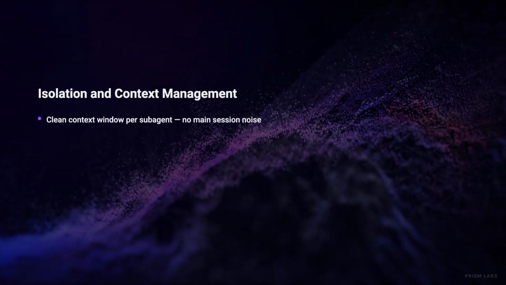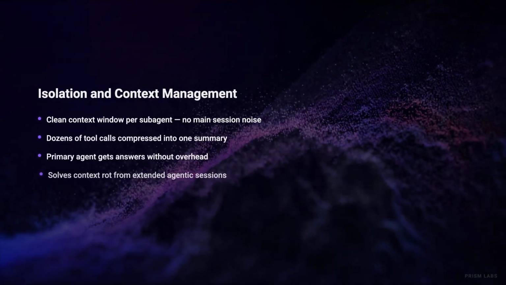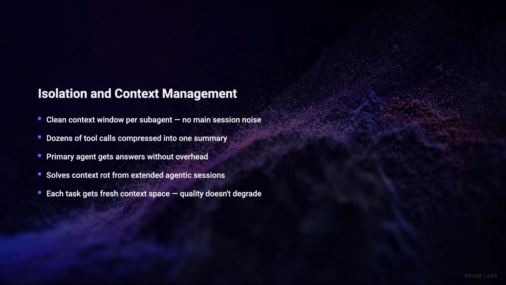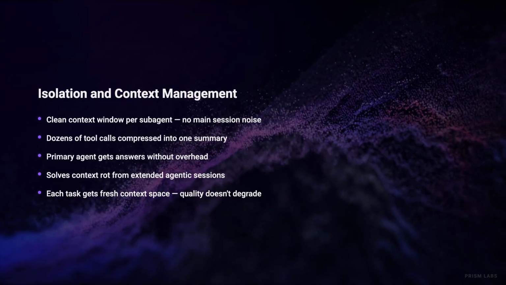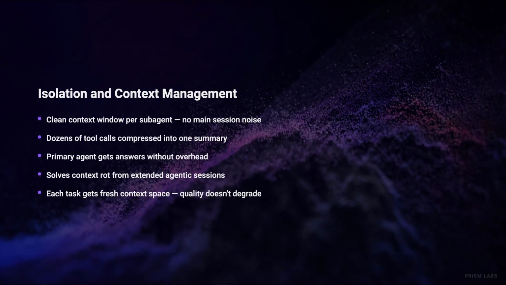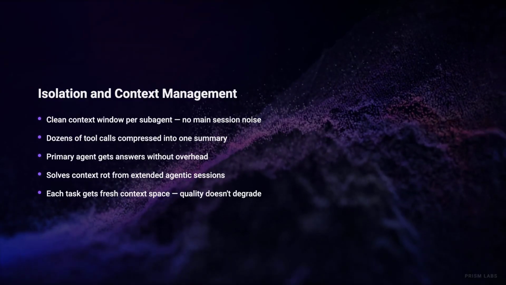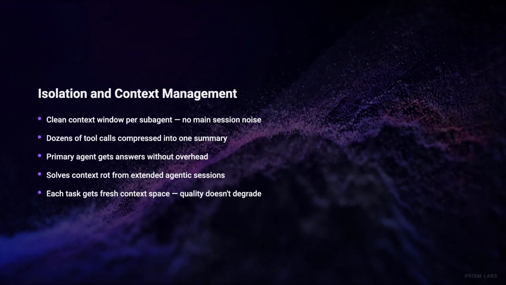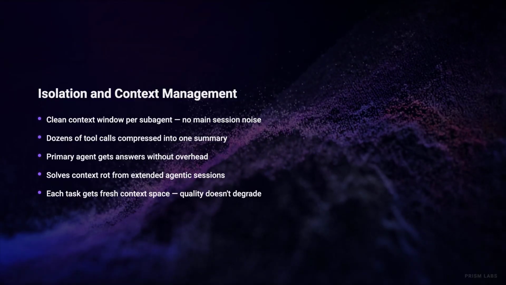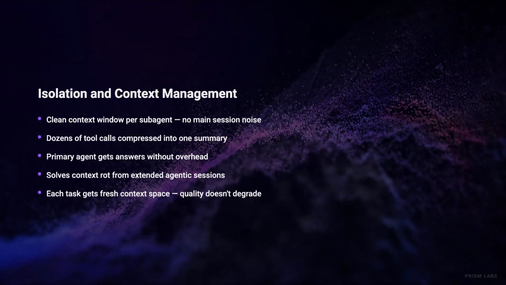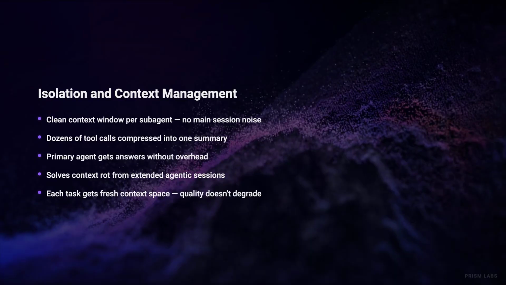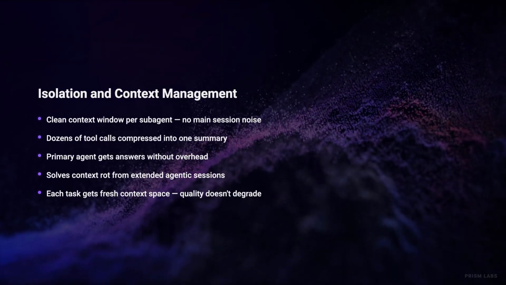The isolation model is what makes subagents genuinely useful, rather than just a naming convenience. When the primary agent delegates to a subagent, that subagent starts with a clean context window. It receives the specific task description from the primary agent, but none of the conversation history, file contents, or intermediate results that have accumulated in the main session. This means the subagent's context window is entirely dedicated to the delegated task. No noise, no irrelevant information, no wasted tokens on context that doesn't apply. The subagent then executes independently.